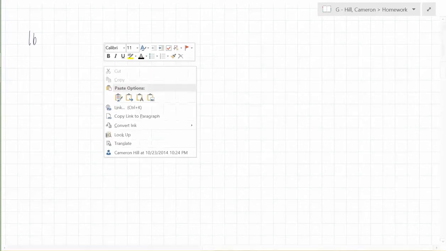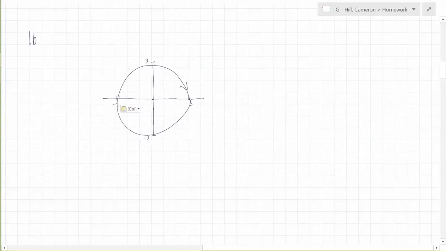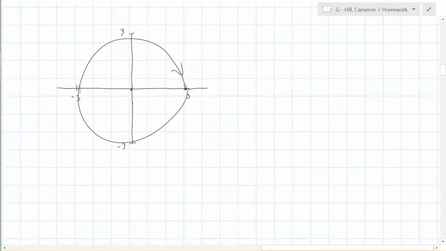So we have to write a parametrization for a circle of radius 3 centered at the origin and traced out clockwise, which looks rather like that. So we have a radius of 3 beginning at the origin, and it is traced clockwise, so going this way.